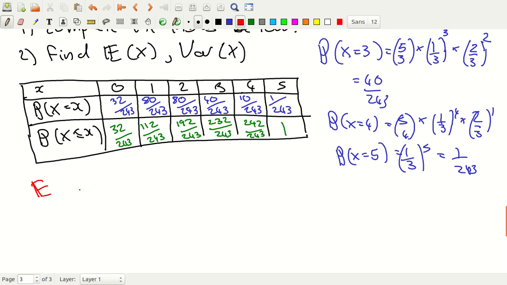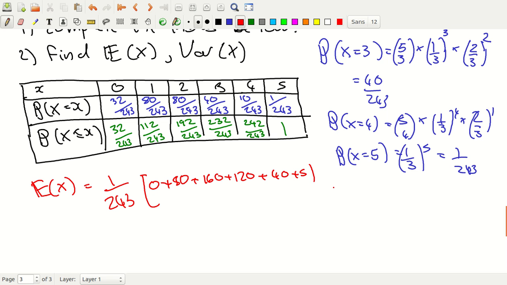For the expected value, I won't even quote the formula, we'll just rush straight in. I'm going to take out a common factor of 1 over 243 right at the beginning, and then do the values times the probabilities. I get 0 plus 80 times 1 plus 80 times 2 is 160 plus 40 times 3 is 120 plus 40 times 4 is 160 plus 5. That is 80 plus 160 is 240, 360, 405 over 243. That does actually simplify.